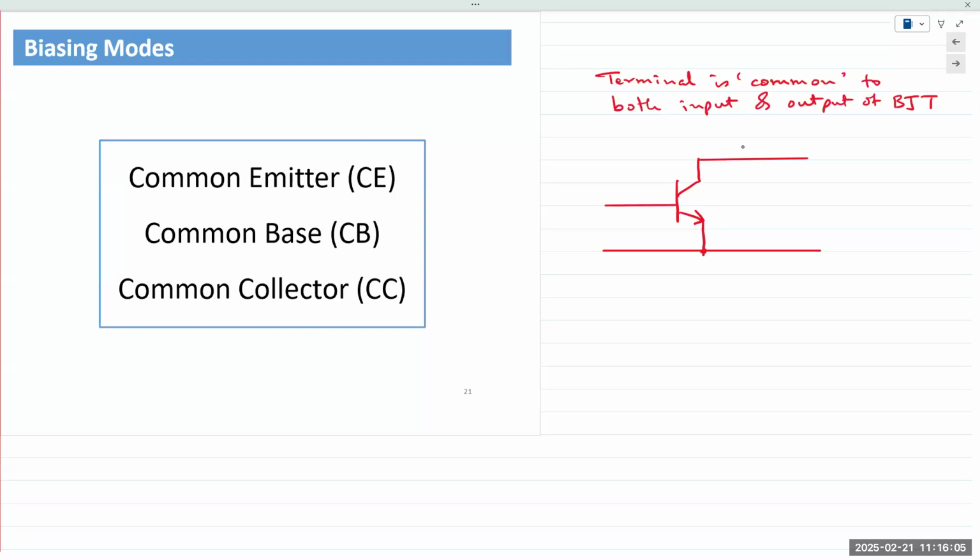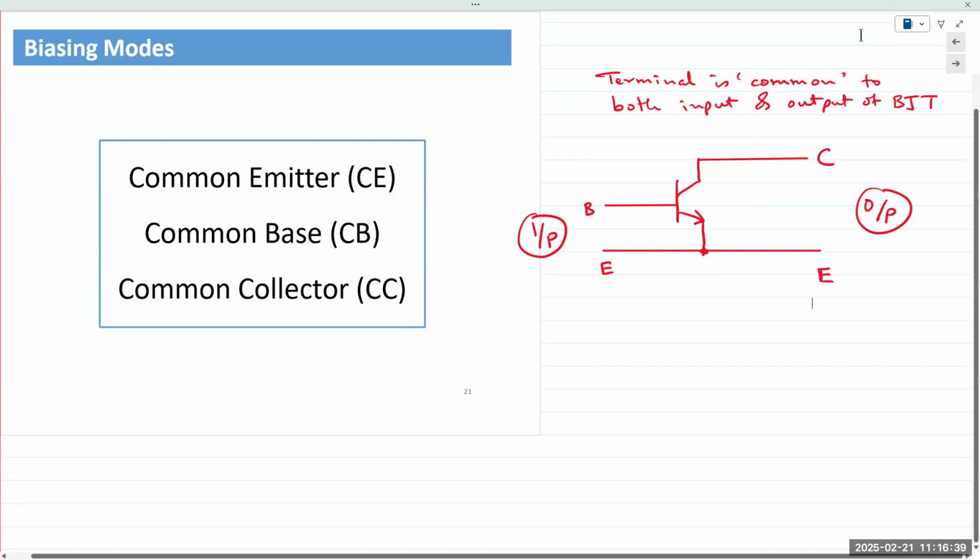So here, the emitter appears on the input side. And again, you should all be familiar with the standard accepted convention. If you look at a circuit diagram, typically the input is always drawn towards the left, right? Input on the left, output on the right. So this would be the input side, and this is the output side. So that's the common emitter mode.